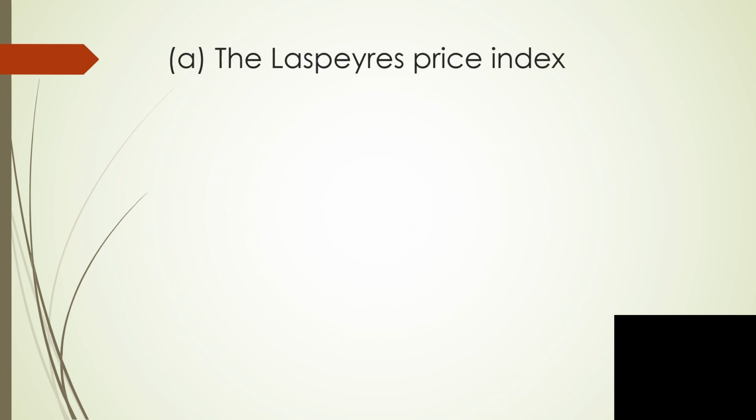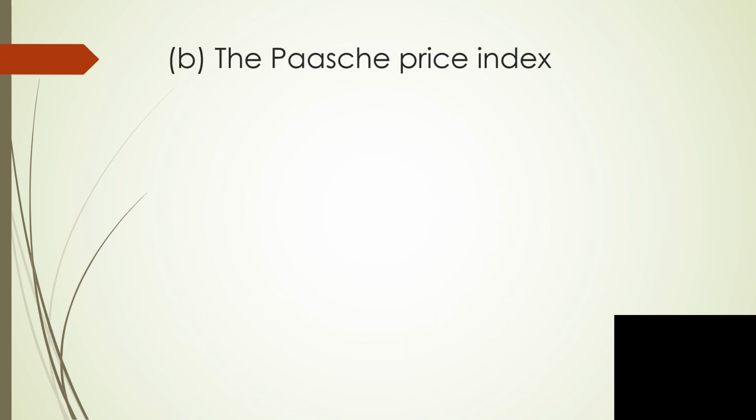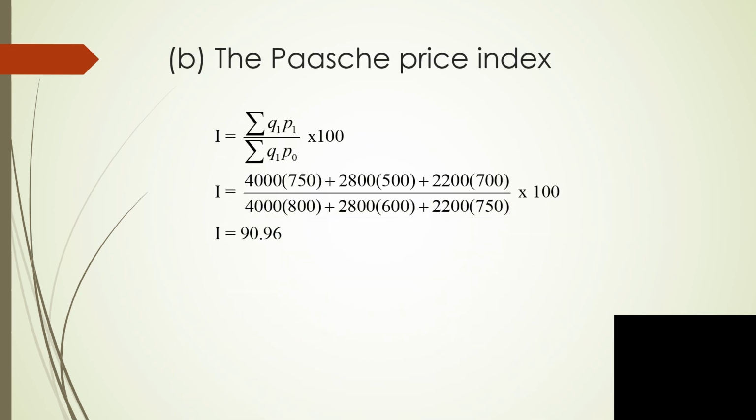The Laspeyres price index. I equals summation Q0 P1 over summation Q0 P0 times 100. So I equals 90.81. The Paasche price index. I equals summation Q1 P1 over summation Q1 P0 times 100. So index equals 19.96.